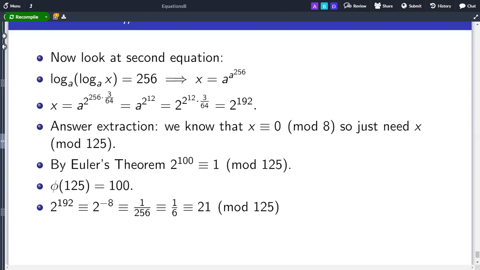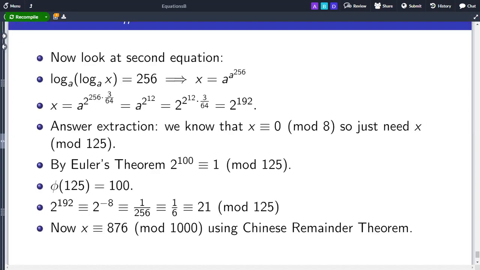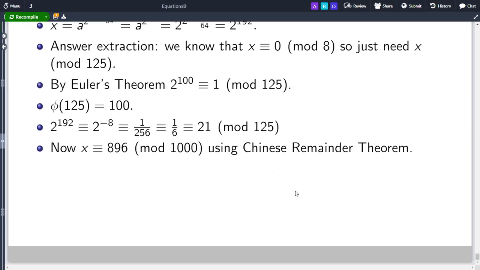If you don't know Euler's, it's also feasible to just straight up bash this. You can square and cube an appropriate number of times and drop everything but the last 3 digits each time you do it. So we know that this thing is 21 mod 125 and 0 mod 8. So we can use the Chinese remainder theorem to find the unique solution mod 1000. That ends up being 896. Or no, 876 or 896. Let's see. Oh, yeah, it should be 896. And that ends up being our final answer.